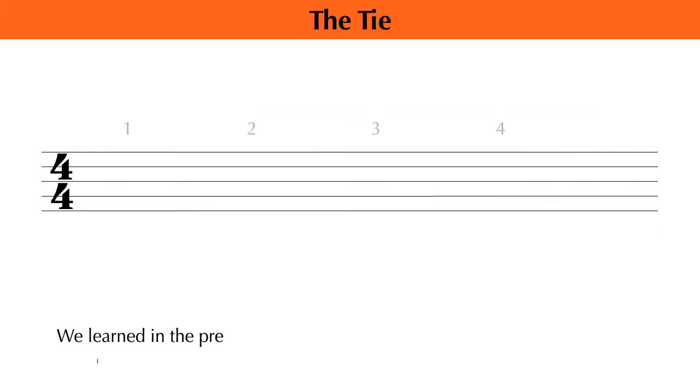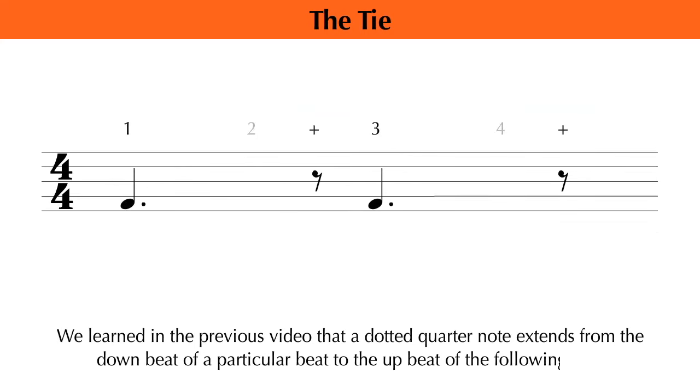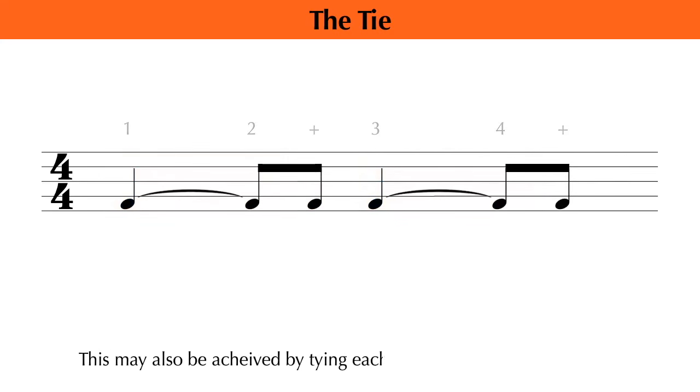We learned in the previous video that a dotted quarter note extends from the downbeat of a particular beat to the upbeat of the following beat. This may also be achieved by tying each quarter note to an eighth note.